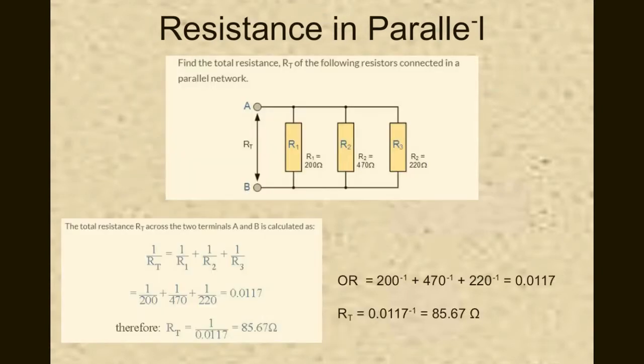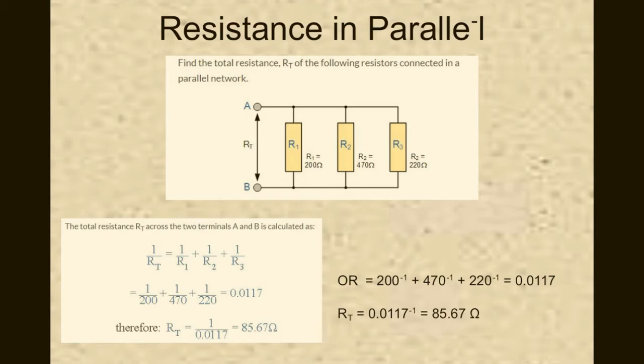So, for example, in this problem, it says find the total resistance, or the RT, sometimes referred to as the R equivalent, of the following resistors connected in a parallel circuit. So now we've got three resistors: R1 with 200 ohms, R2 with 470 ohms, and R3 with 220 ohms. The two methods that you see work the same exact way and get you the same exact answer. It just depends on which one you want to do.